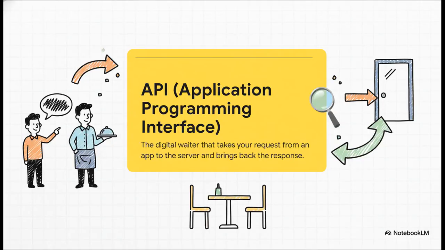Okay, so what in the world is an API? The absolute easiest way to think about it is like a waiter in a restaurant. You, the customer, tell the waiter what you want from the menu. That's you using your app. The waiter takes your order back to the kitchen, that's the server, and then brings back exactly what you asked for. Simple, right? These APIs are the digital waiters that make pretty much every modern app work.